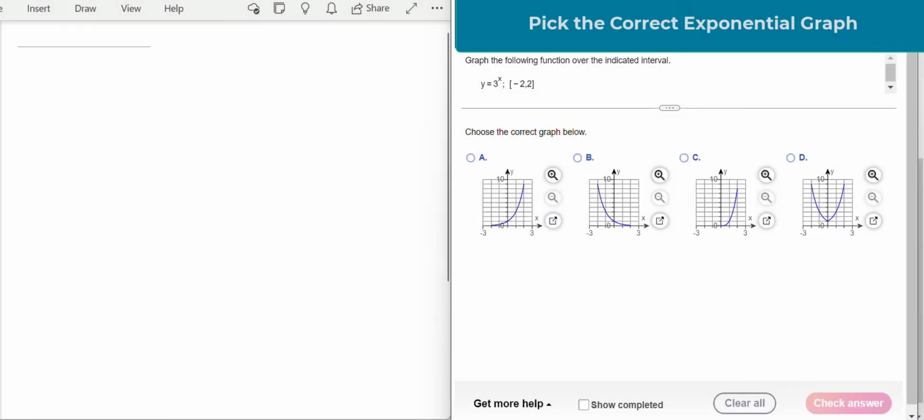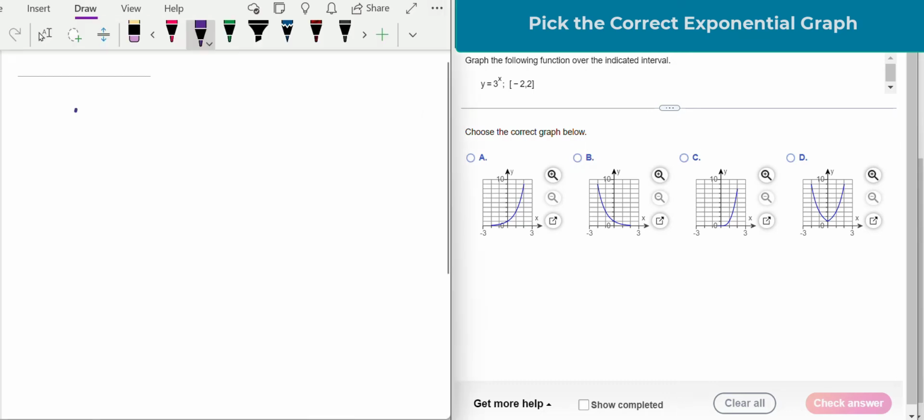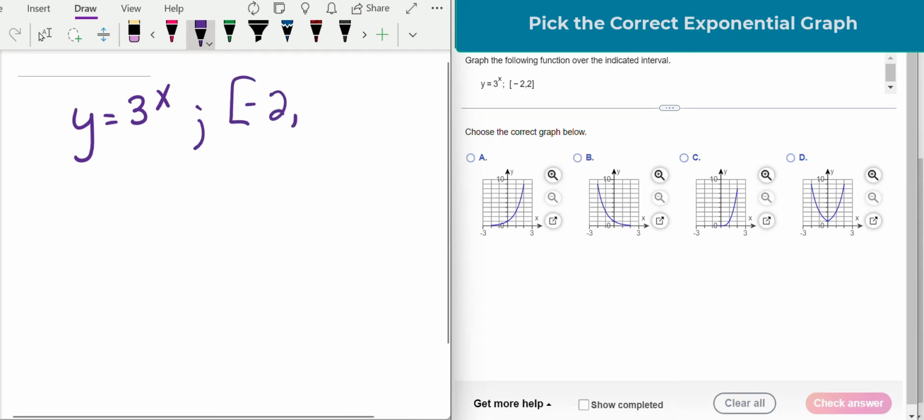Graph the following function over the indicated interval. So what we're going to do is just pick which one of these graphs is y equals 3 to the x. I'm going to write that down. Y equals 3 to the x. Now they talk about an interval, and that is -2 to 2.